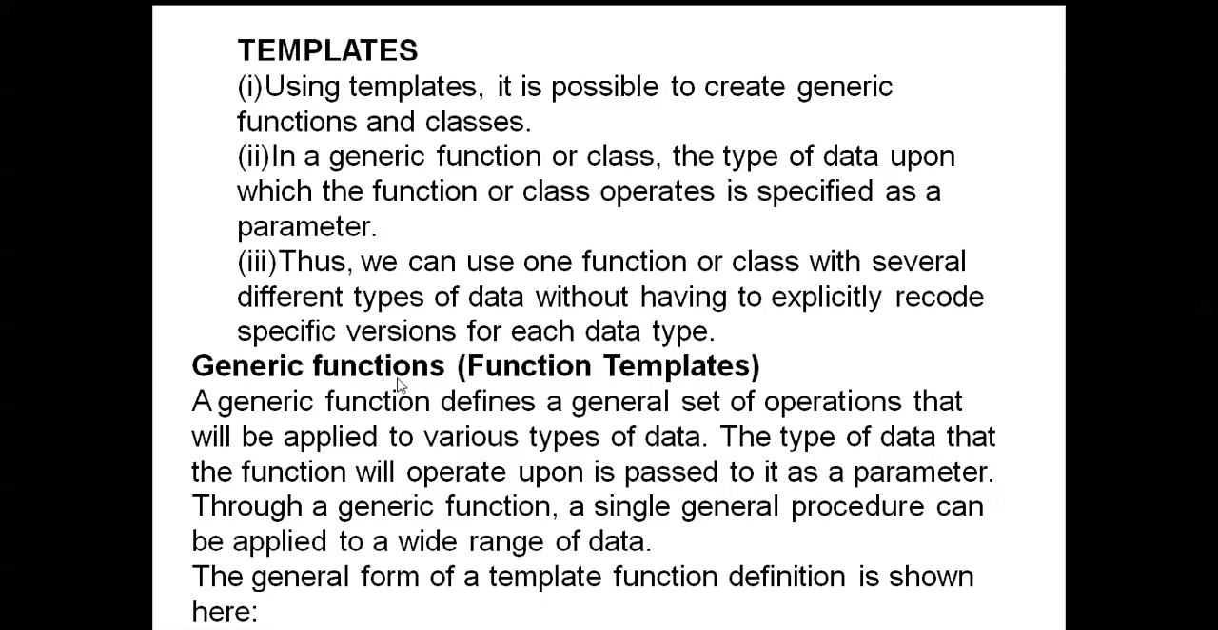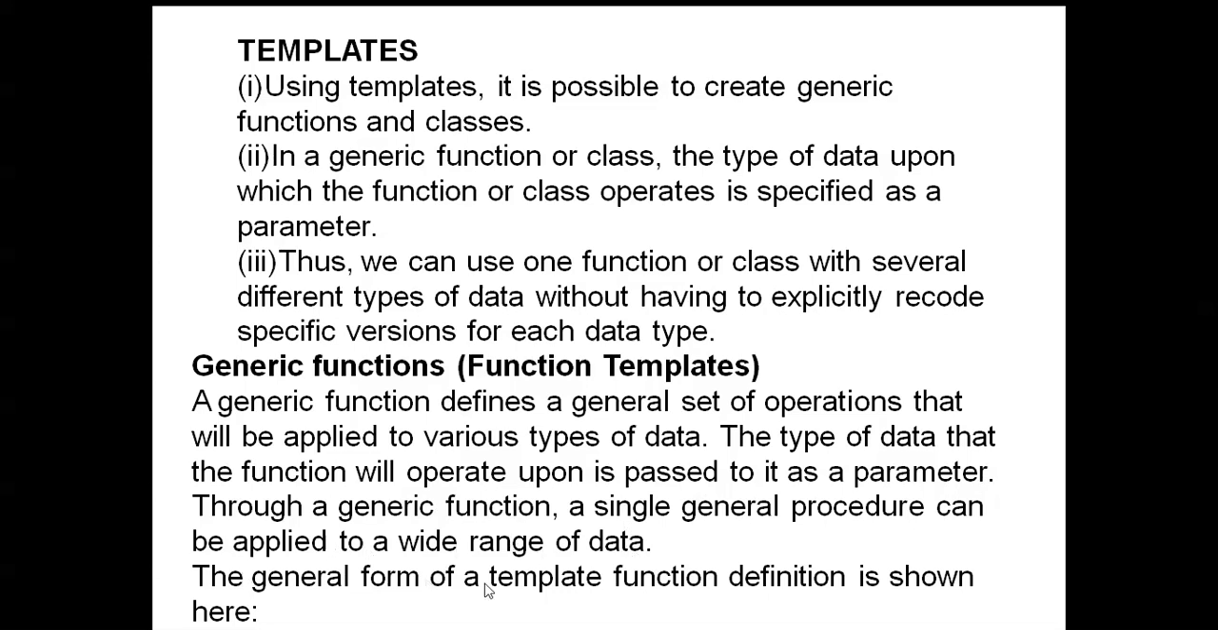There are two types of templates: function template and class template. A generic function defines a general set of operations that will be applied to various types of data. The type of data that the function will operate upon is passed to it as a parameter through a generic function. A single generic procedure can be applied to a wide range of data.